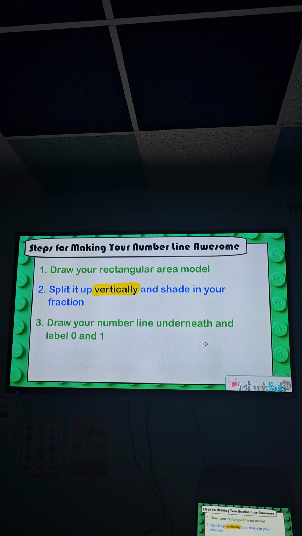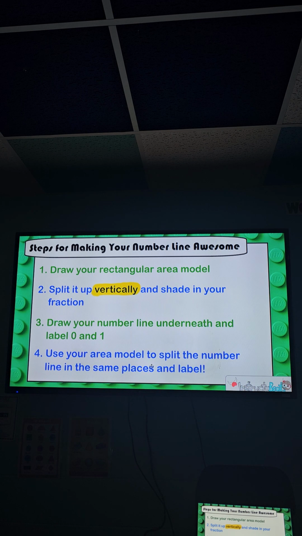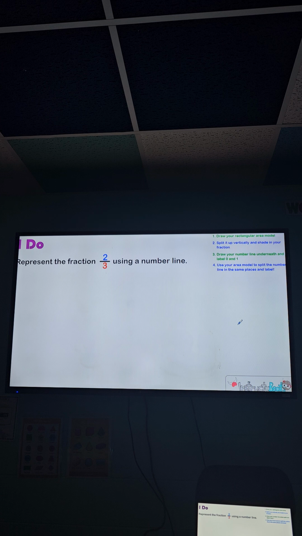Step number three, underneath our area model, we're going to draw our number line and label it with 0 and one whole. And then step number four, we're going to use our area model to help us split the number line in the same places and then label it. So let's take a look at these steps in action. So I want to represent the fraction 2/3 using a number line. So the first thing I'm going to do is I'm going to draw a nice big rectangular area model, or a brownie if you will, okay?